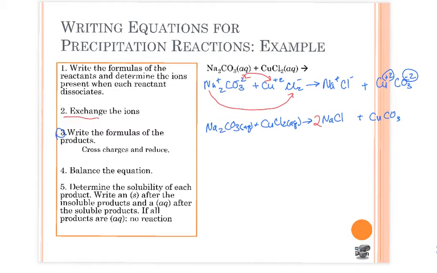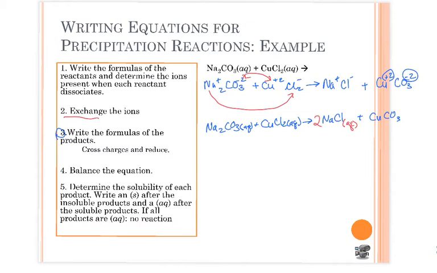Now, let's apply what we learned about solubility. Let us figure out what our new products will be. Are we going to get a precipitate or a solid or not? All right, so NaCl is going to be an aqueous solution because chlorine is generally soluble in water. There are some exceptions, but sodium is not one of them.